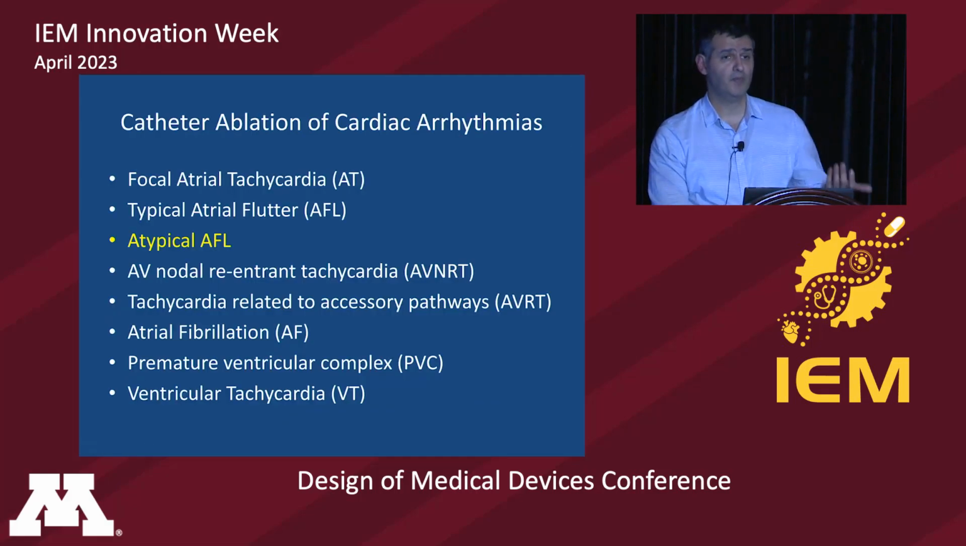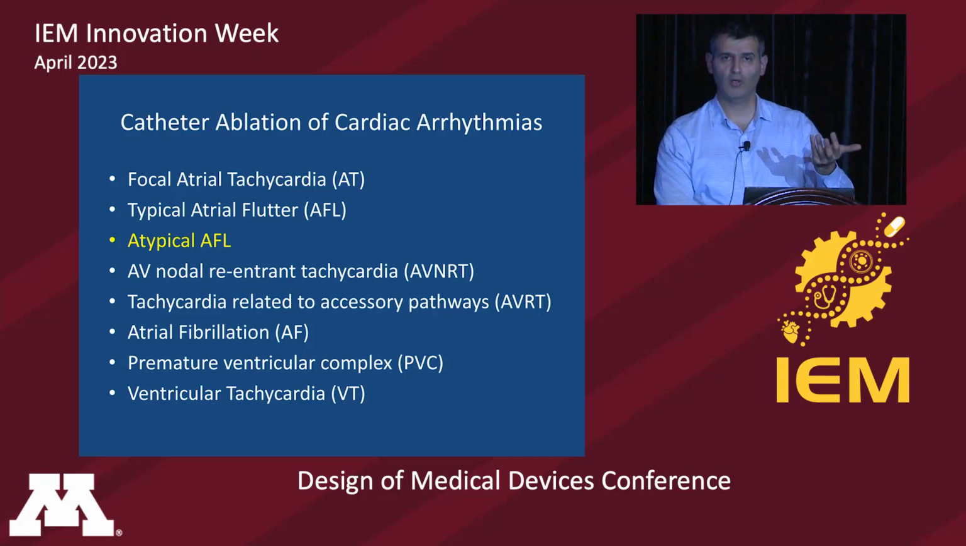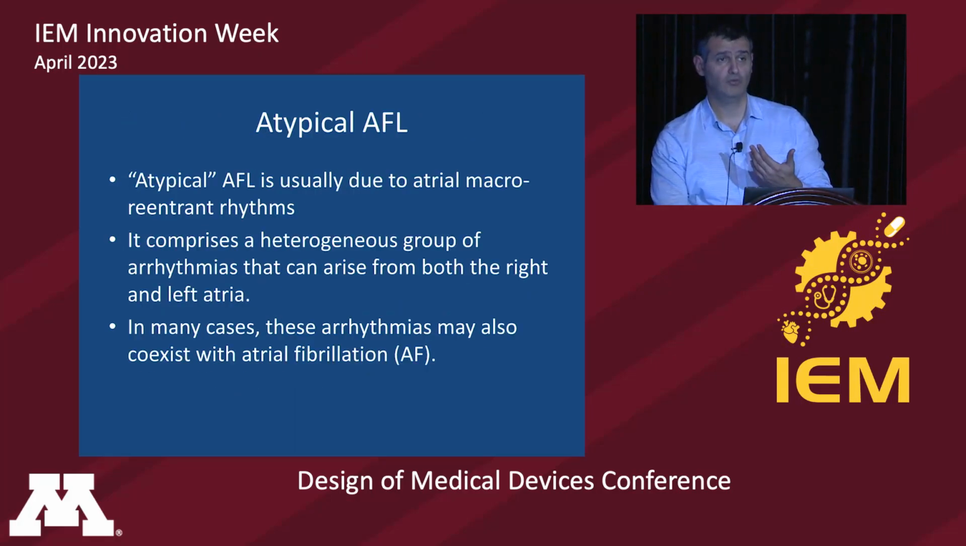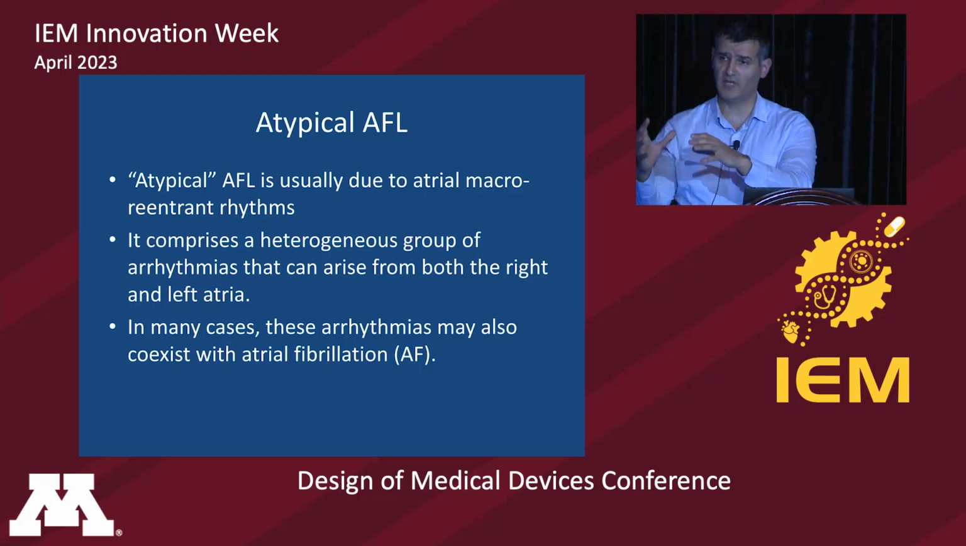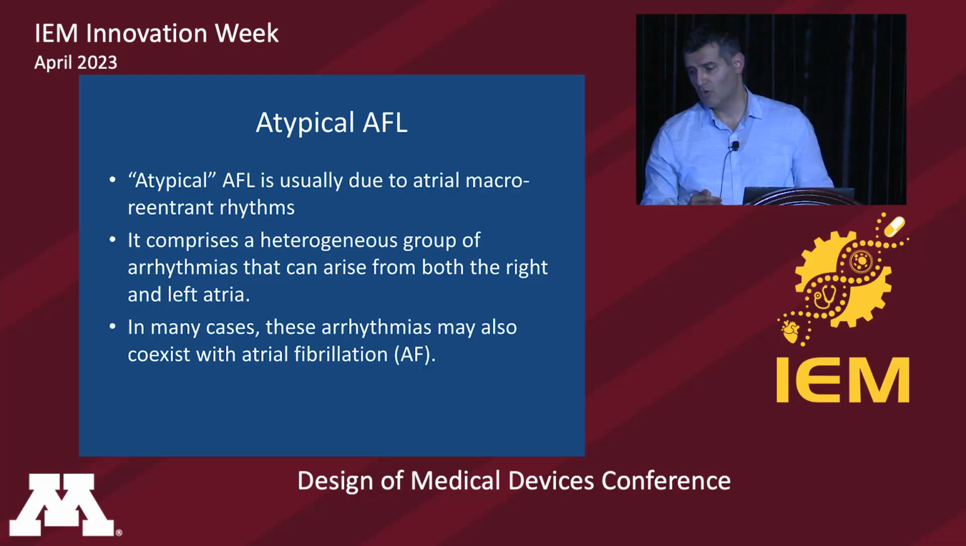Atypical flutter is the same principle, but this time we don't know where the isthmus is. Typical, you know you're going to go to the IVC. Atypical is it could be anywhere. It could be related to a scar. It could be related to the mitral valve, an anatomical barrier, or a barrier created by a surgeon a few years ago. So it usually is due to atrial macro-reentry.